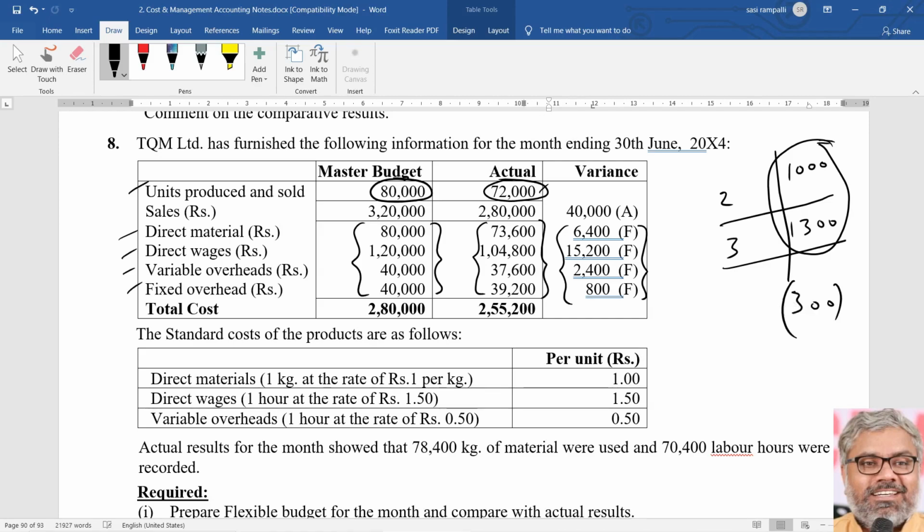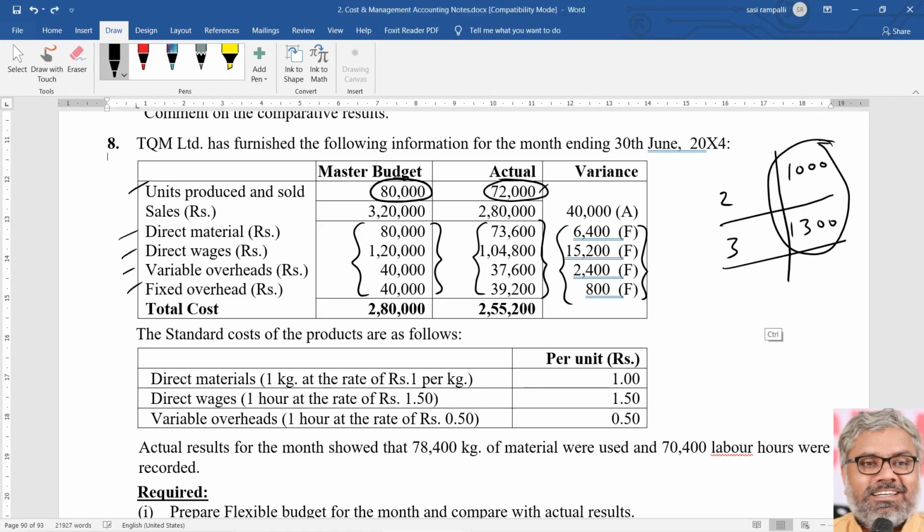Rather, there is a favorable variance of 200, because for 2 people, if the budget was 1,000, for 3 people it should have been 1,500. So you should have spent 1,500, but you ended up spending 1,300, which means you saved 200. But if you just look at the numbers without looking at the level of activity, it is misleading. It shows as if there was an adverse variance of 300, which is wrong.